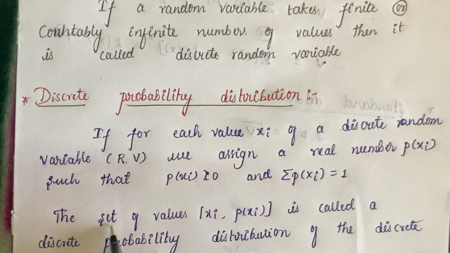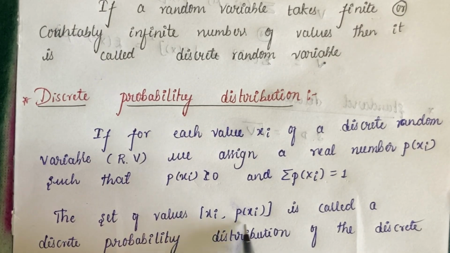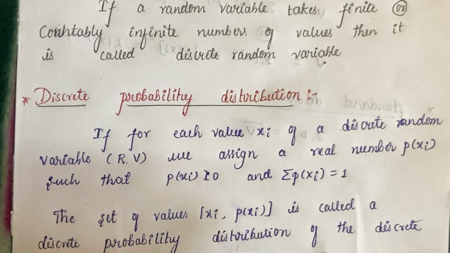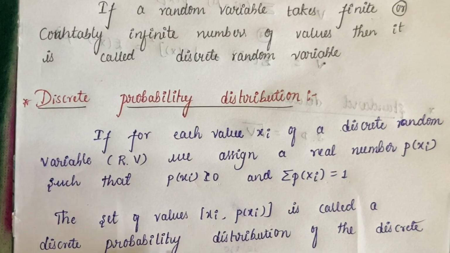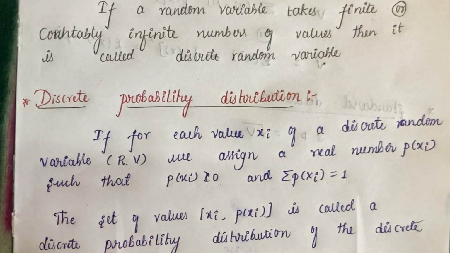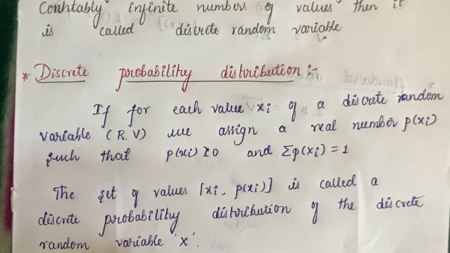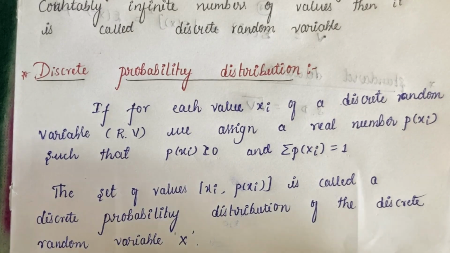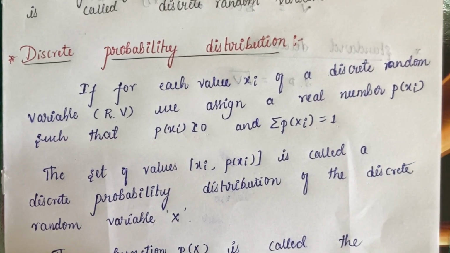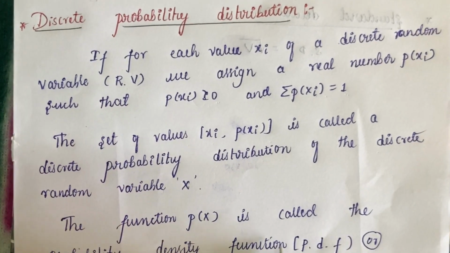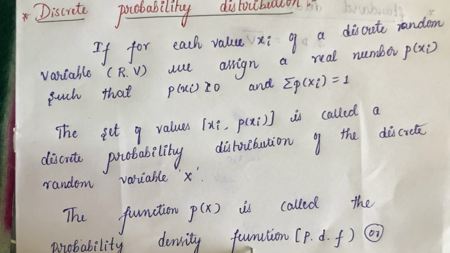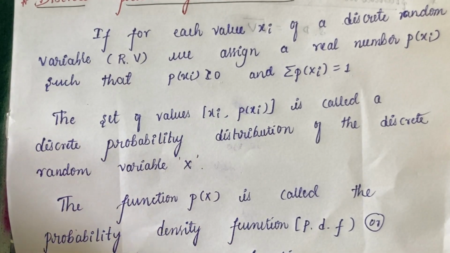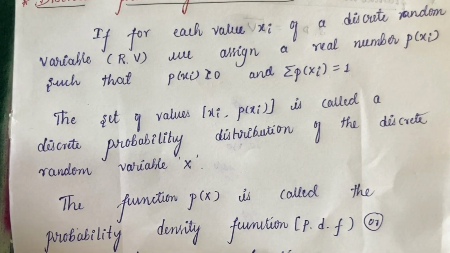Next, the set of values xi, p of xi is called the discrete probability distribution of the discrete random variable x. The random variable we take should be a discrete random variable. Next, the function f of x is called the probability density function, or we can also call it the probability mass function.